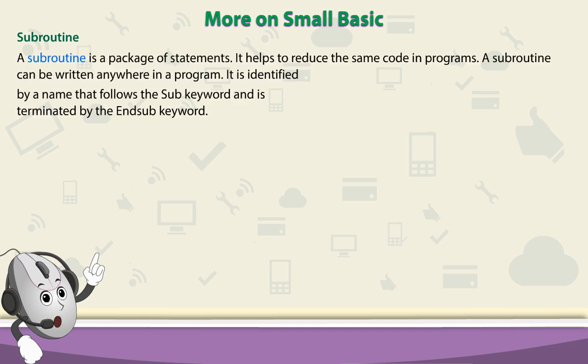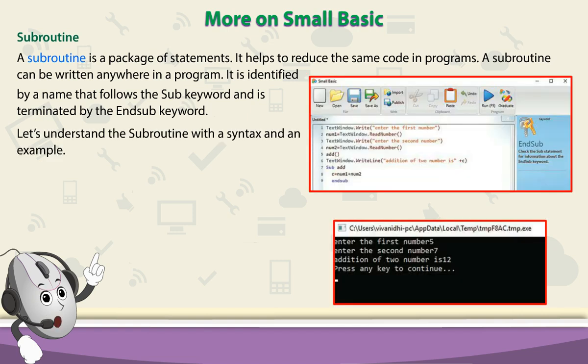Subroutine. A subroutine is a package of statements. It helps to reduce the same code in programs. A subroutine can be written anywhere in a program. It is identified by a name that follows the sub keyword and is terminated by the end sub keyword. Let's understand the subroutine with a syntax and an example. Syntax: sub, name of the subroutine, statement, end sub.